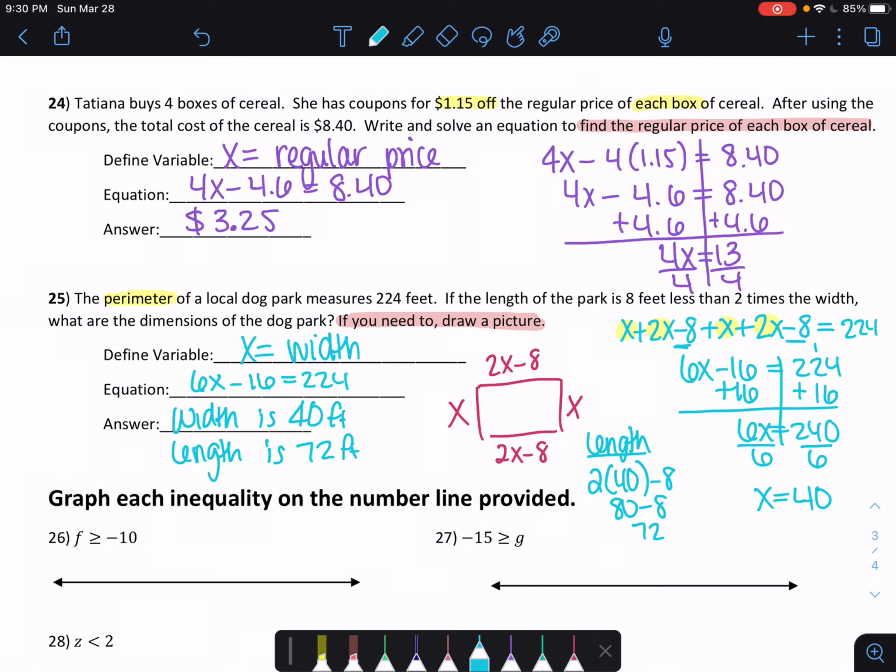This is the end of the equations section of the practice test. You will be taking your equations portion of your Module 6 test tomorrow on Tuesday. So again, this is the end of the equation section. The inequalities will be in a separate video.